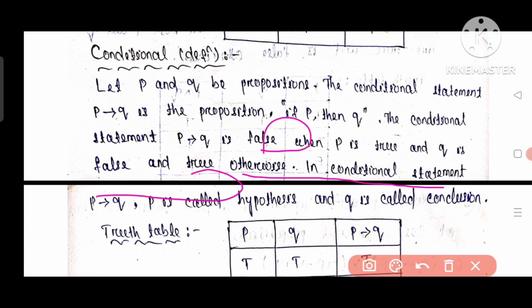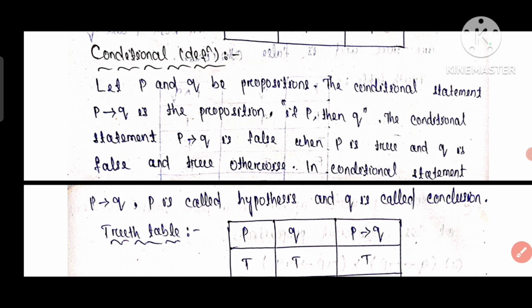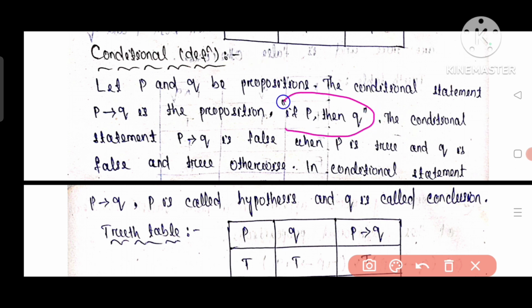Next, conditional. This is the symbol of conditional. Conditional is also known as implication. Here P and Q are two propositions. The conditional statement P conditional Q means if P then Q. The general form of conditional is if P then Q. That means it is the if-then form. This is the general form.